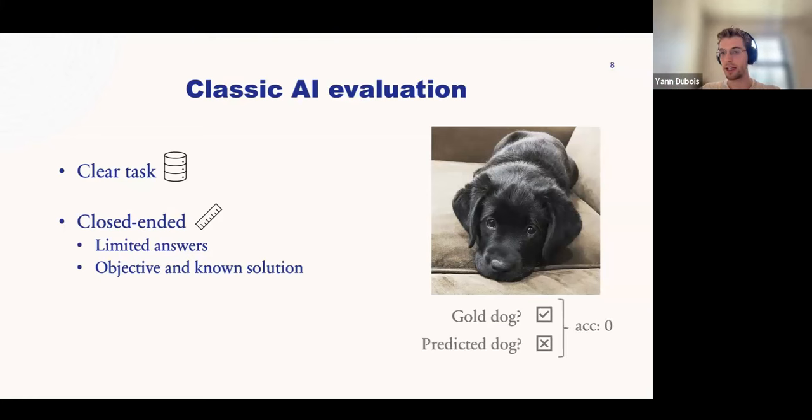The only thing you need to do is, for example, you predict whether there's a dog in this image. This is the prediction from your model. You simply compare whether you were correct or not. If you were correct, you get a 1. If you were not correct, you get a 0. Then you average this metric over your entire data set, and you get this accuracy. So the fact that you have very clear tasks that are close-ended means that it's very easy to build automated benchmarks, and automated also means scalable benchmarks.